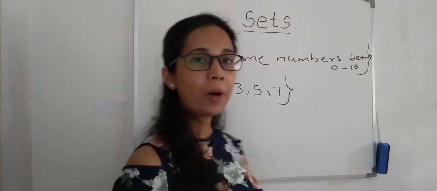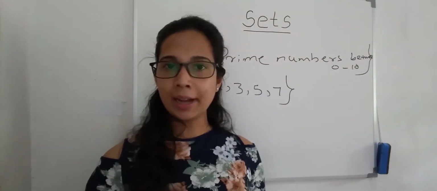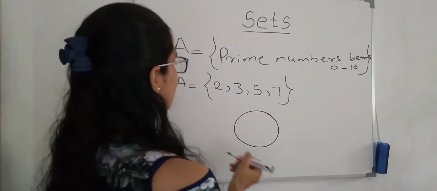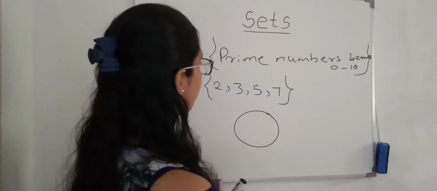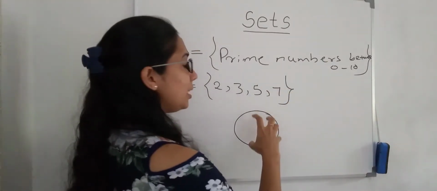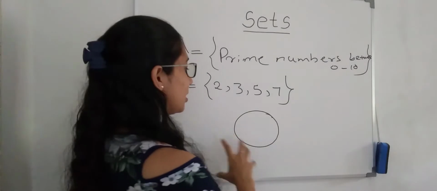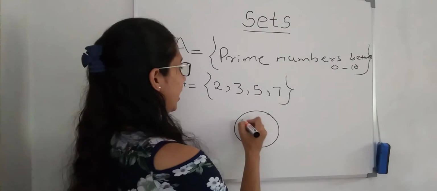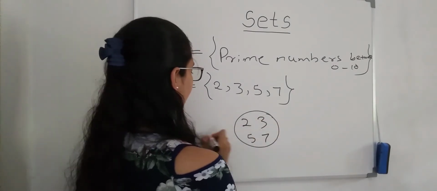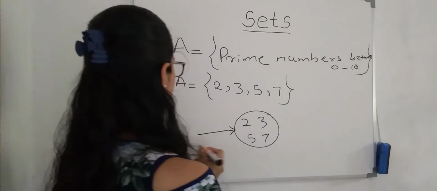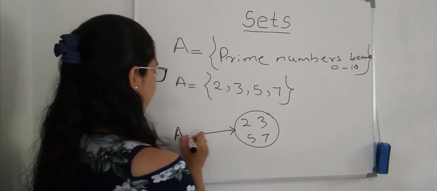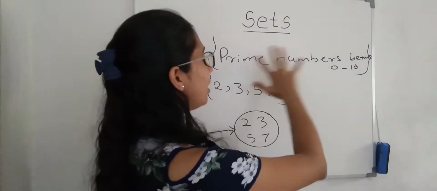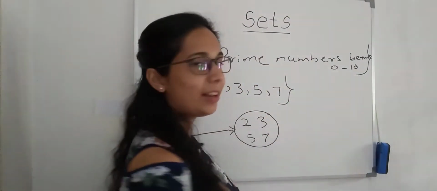And the third way is using a Venn diagram. You know how to draw a Venn diagram, and using a Venn diagram, we put all the elements into it. That's the way of expressing a set using a Venn diagram. The elements are 2, 3, 5 and 7, and let's name this Venn diagram using the name of that set, A. That is how to express a set using these three different ways.